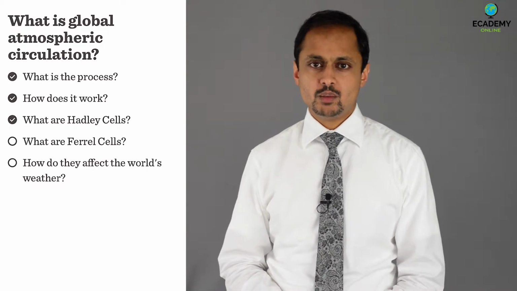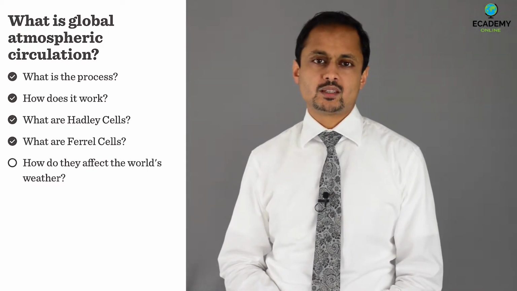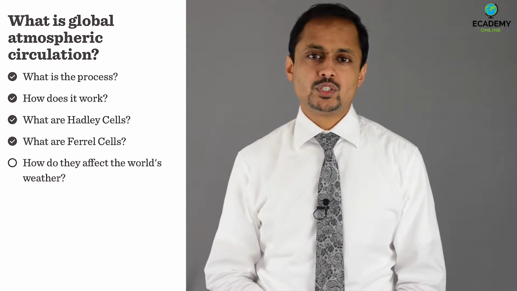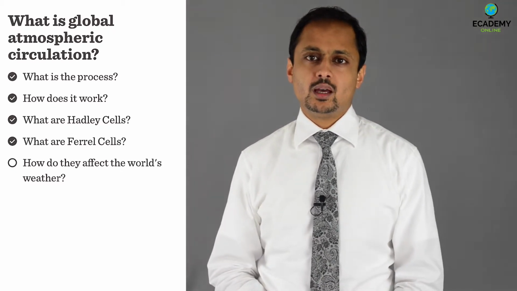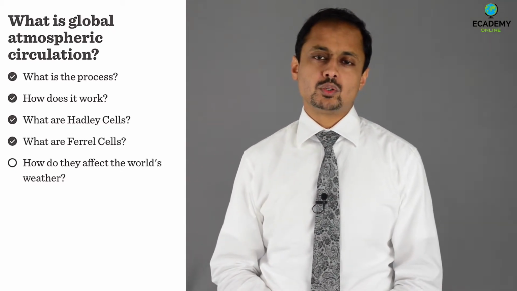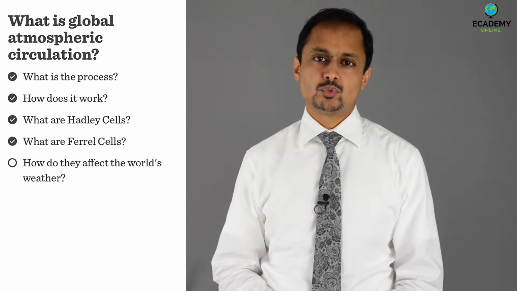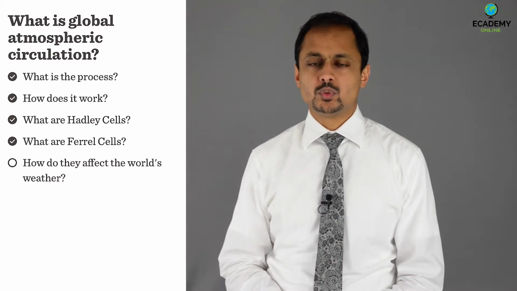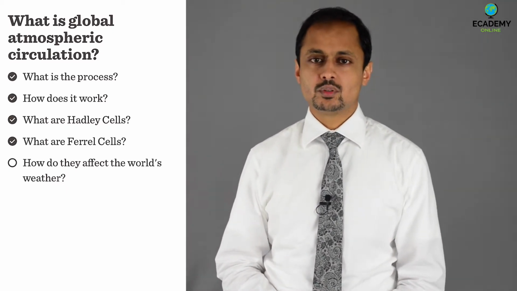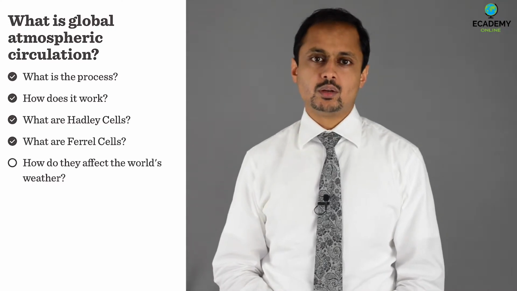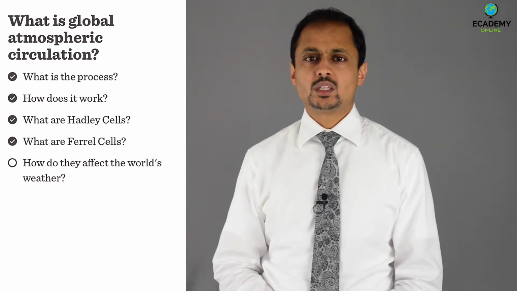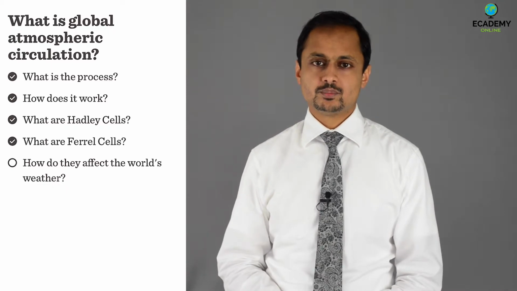Ferrel cells are middle cells. Air converges at low altitudes to ascend along the boundaries between cool polar air and the warm subtropical air that generally occurs between 60 and 70 degrees north and south. This often occurs around the latitude of the UK, which gives us our unsettled weather.